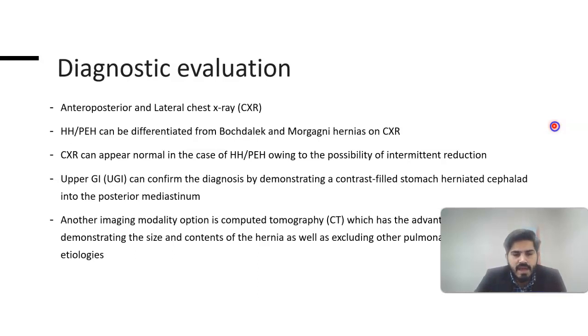Another option is a CT scan. If upper GI contrast studies cannot make the diagnosis, then we go for a CT scan to find out the hernias. And moreover, if the diagnosis is still confused, we can go for the CT scan to find out some other anomalies as well. There are also some reported cases in which they have done a fetal MRI, and they even diagnosed it on the basis of fetal MRI.